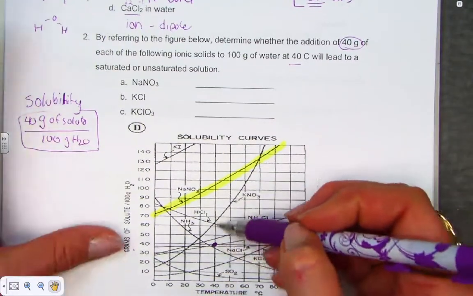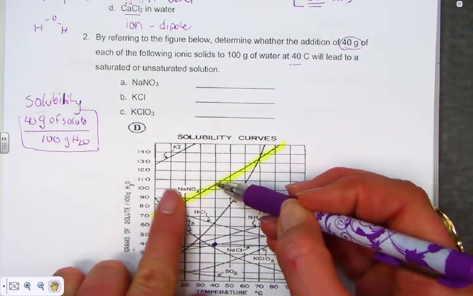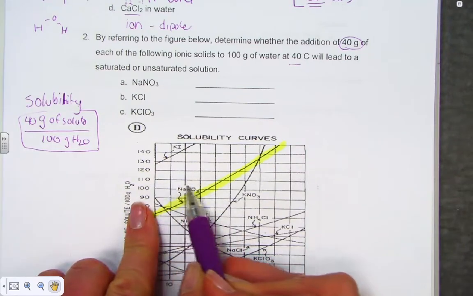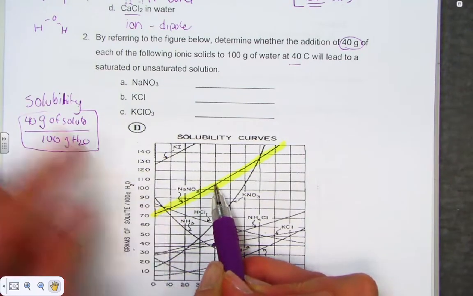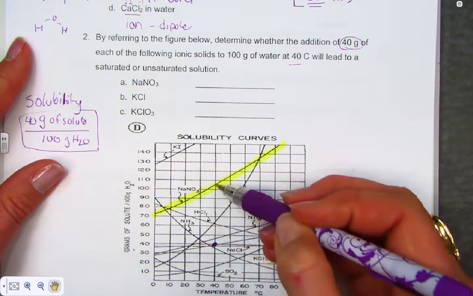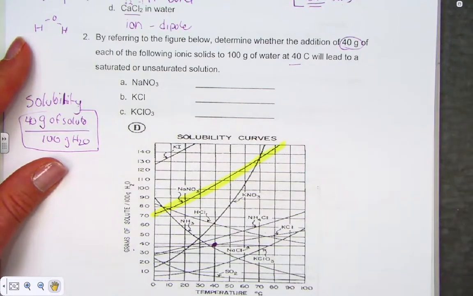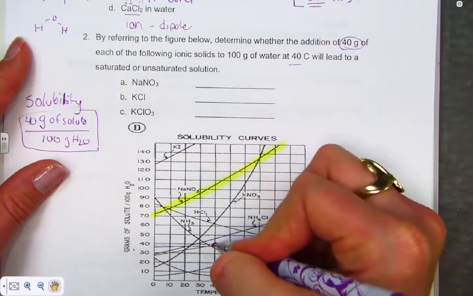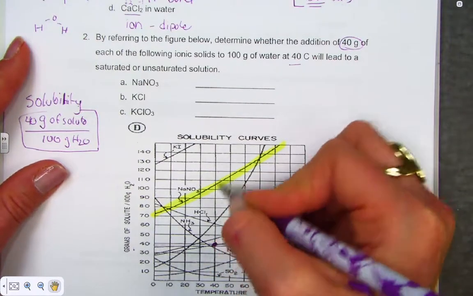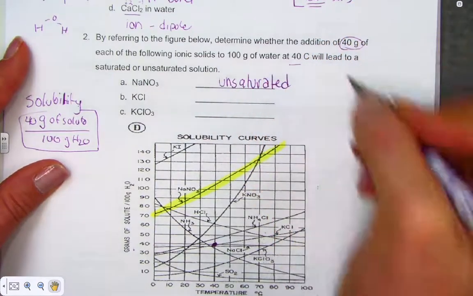So in order to be saturated, sodium nitrate can hold up to, golly, over 100 grams of the salt. If I read over here, over 100 grams can fit into the amount of water before it becomes saturated. This point lies underneath the curve, only at 40 grams. There's definitely room for more salt to be added. I can add an incredible amount more. All the way up to the line means there's room for more solute. That means this solution is unsaturated.